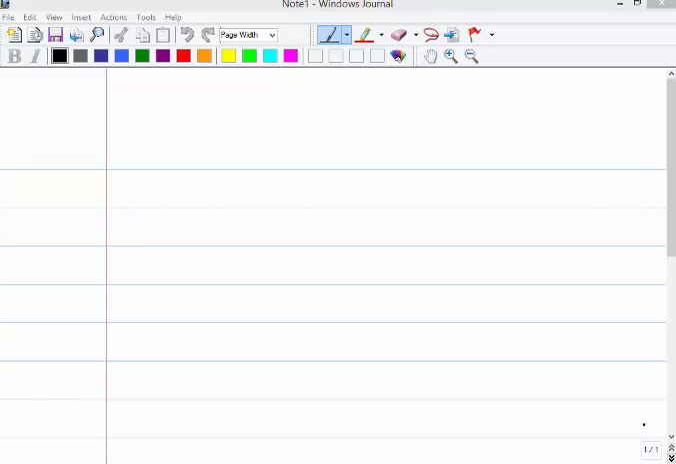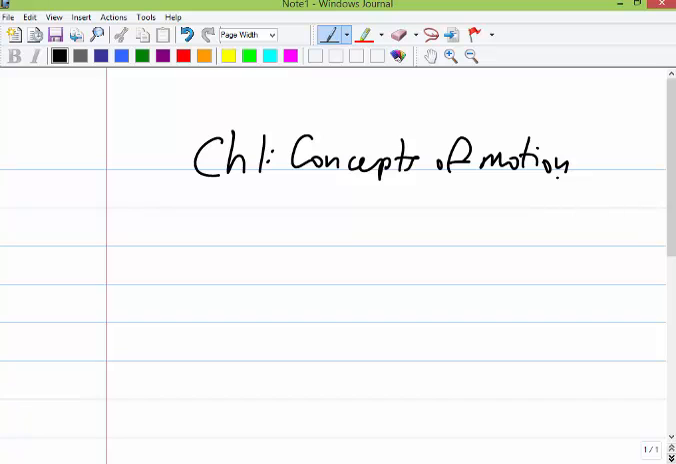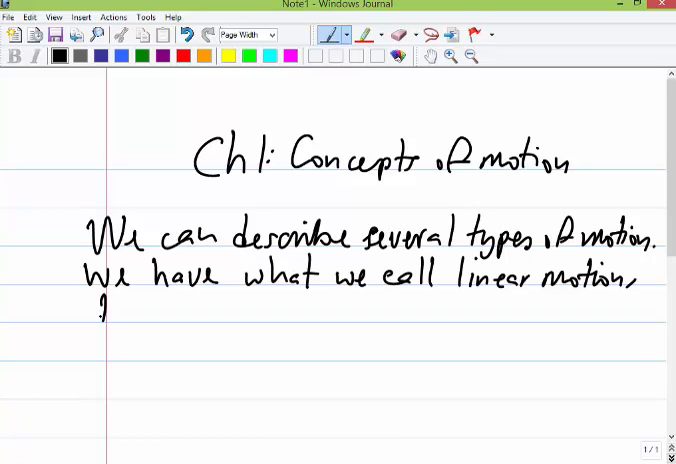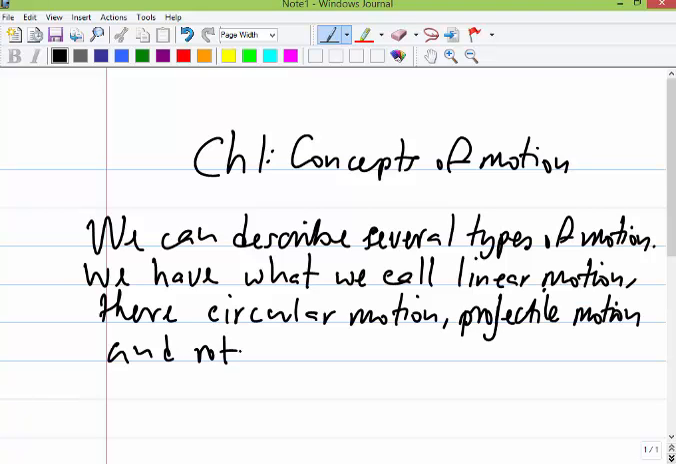Okay, let's start with concepts of motion in chapter 1. So we can describe several types of motion. We have what is called linear motion. There is also circular motion, projectile motion, and rotational motion.